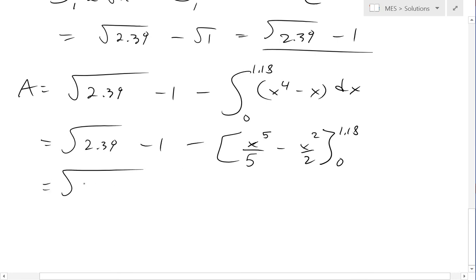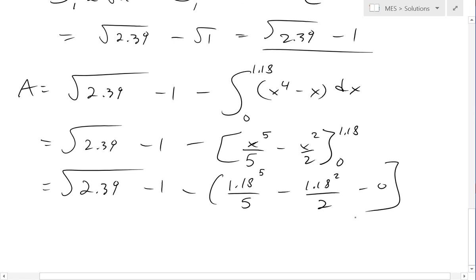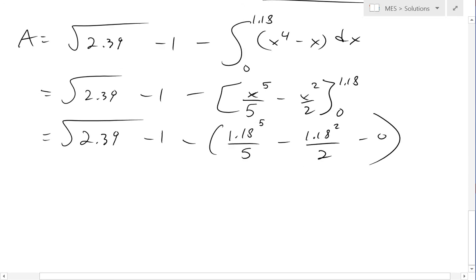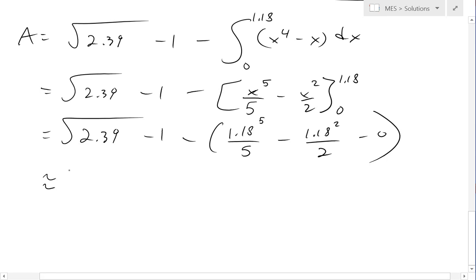So the full final answer is going to be square root 2.39 minus 1 minus, now we just plug in 1.18 to the power of 5 divided by 5 minus 1.18 to the power of 2 divided by 2, and then we also subtract by 0. Plugging in 0 is going to be 0, so we can ignore that. So plug this all into the calculator, and we get approximately 0.785 as the area. That's the answer.